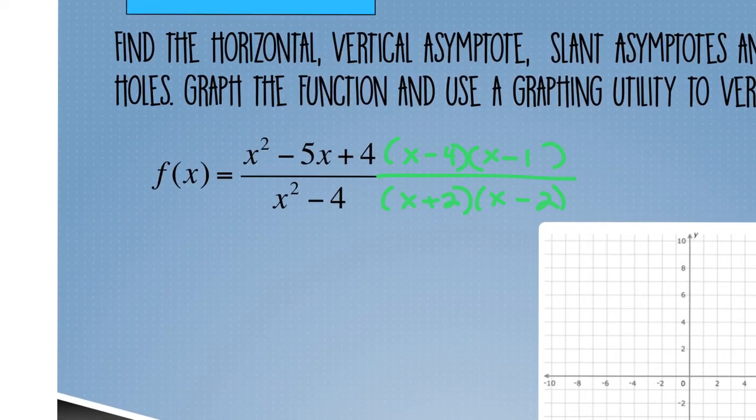So now I can go to vertical asymptotes. And because you've already factored, it makes your life easier, right? Just set each of the ones in the denominator equal to 0. And I get x equals -2 and x equals +2.